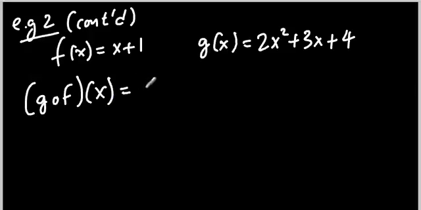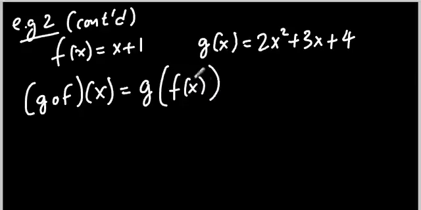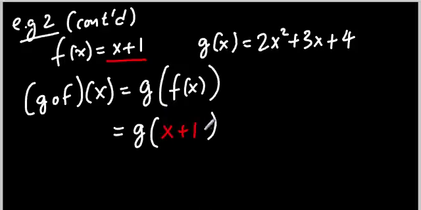And g of f of x, remember, so g is on the outside and f of x is now on the inside. Well, what's f of x? It's simply x plus 1. So it's going to be g of, so I'm going to put that in brackets. I'm going to use red this time. So here's x plus 1. So I'm going to put x plus 1.